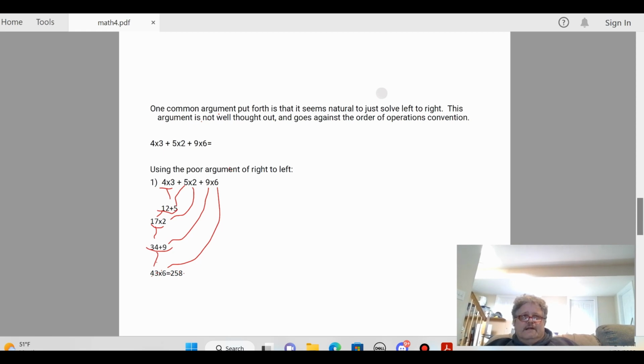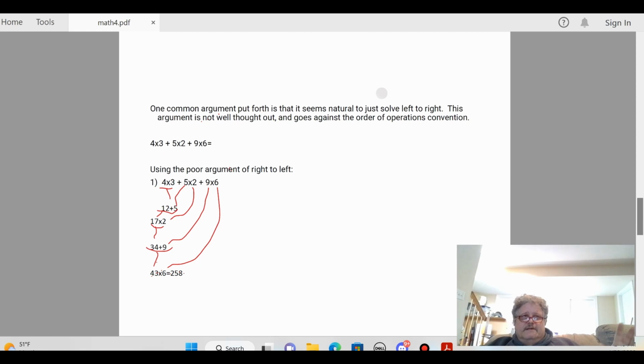One common argument that some people put forth is that it just seems natural to go left to right. That argument's not very well thought out, and it goes against the order of operations convention. For example, take this problem here: 4 times 3 plus 5 times 2 plus 9 times 6. Using that bad argument of just going from left to right, I wrote right to left.